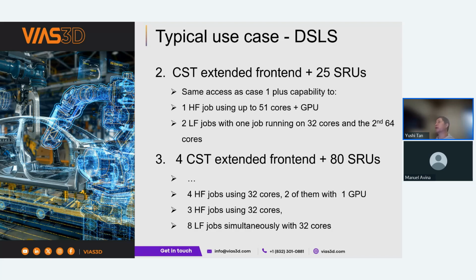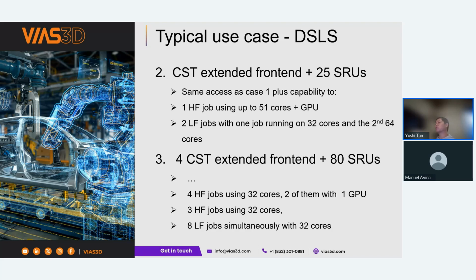Now, there's also another promotion right now with 4 extended front end plus 80 SRUs. So with this, you have a lot of flexibilities over here. So you can run 4 high frequency jobs with 32 cores and 2 of them with, let's say, 1 GPU. And you can also run 3 high frequency jobs using 32 cores, right? And the 8 low frequency jobs simultaneously with 32 cores.